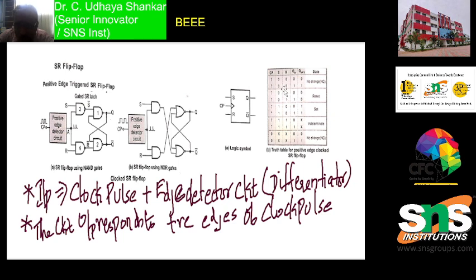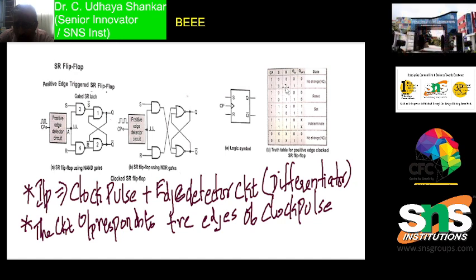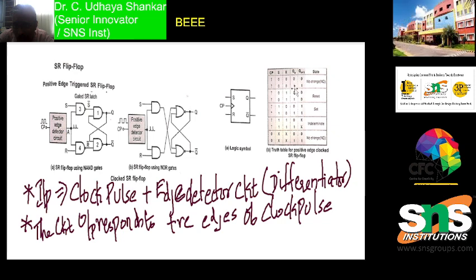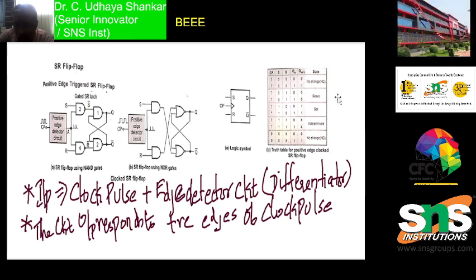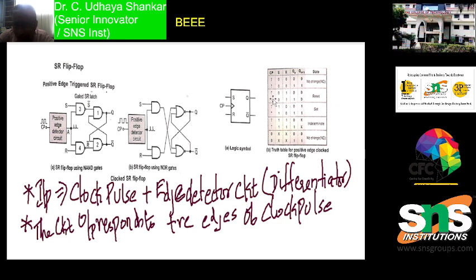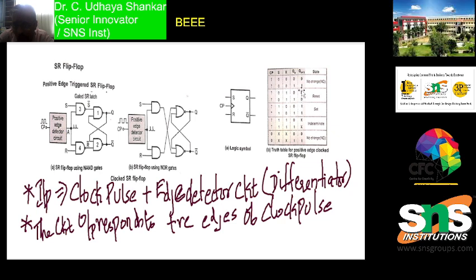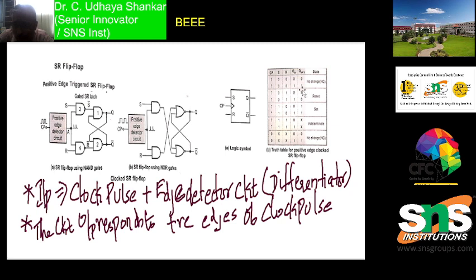From the truth table you can understand that, for example, if the clock pulse is high, and if S is 0 and R is 0, if both are 0, then Qn plus 1 and Qn will be the same. There will be no change. Similarly, what do you mean by reset? For example, if R is 1 and S is 0, you can see that Qn plus 1 is the next state, and Qn is the previous state, so it will be 0.